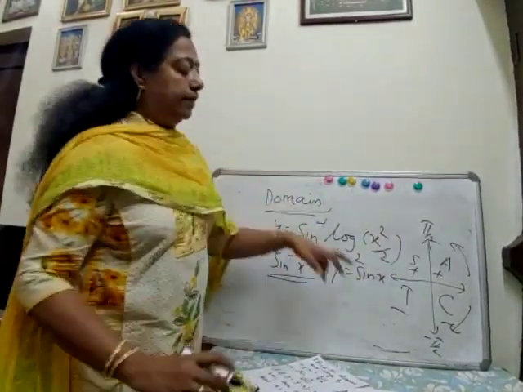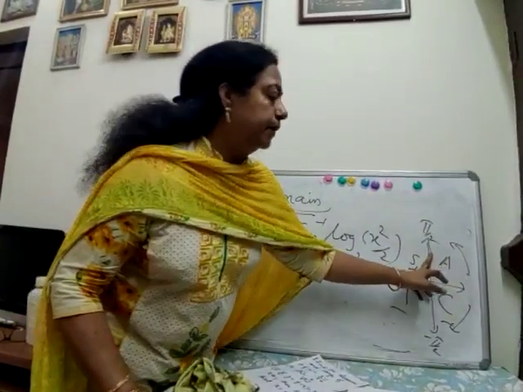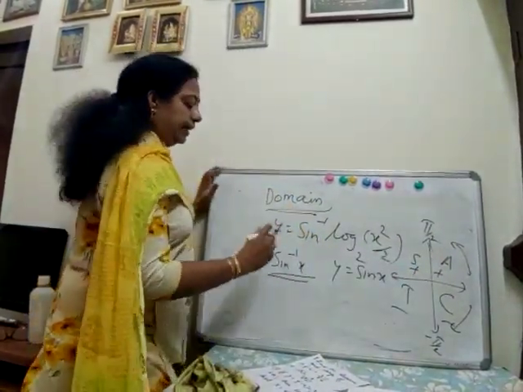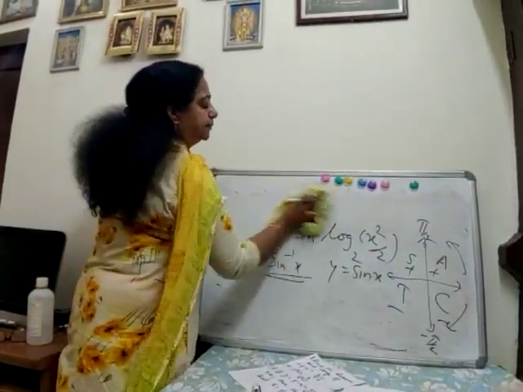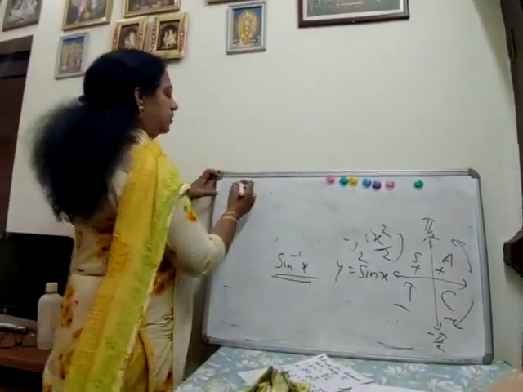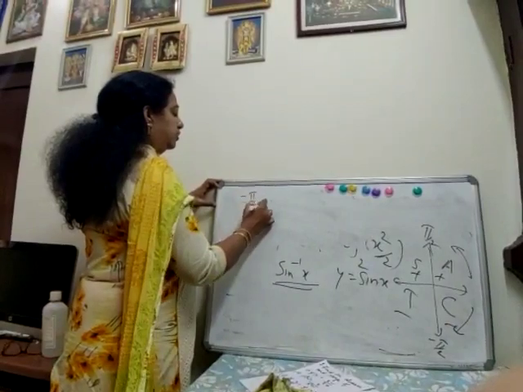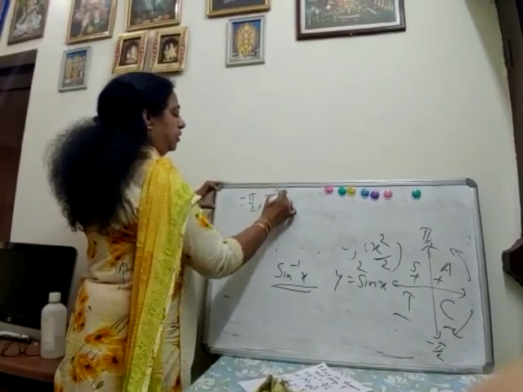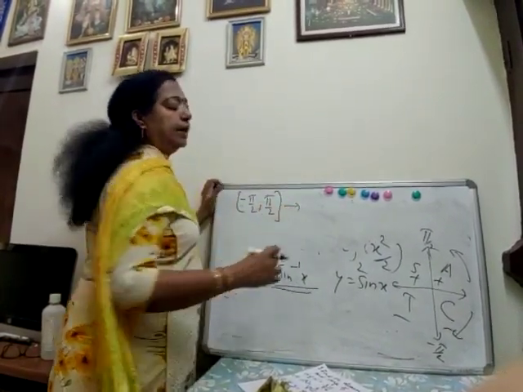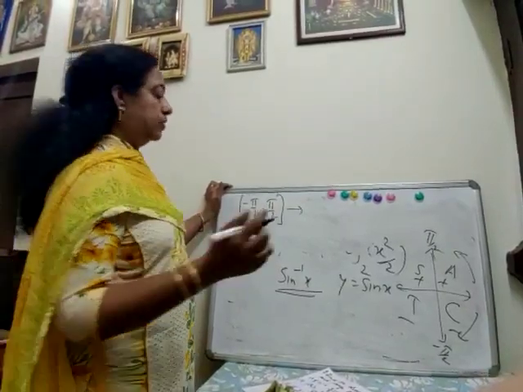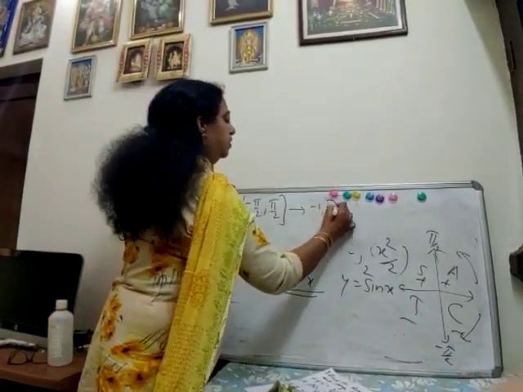So I will take an interval from minus pi by 2 to pi by 2, and then I am defining now my sine. So what will you get? Minus pi by 2 to pi by 2. And for any real number, sin x is between -1 to 1. So -1 to 1 closed interval.